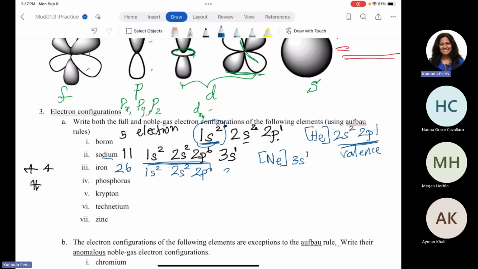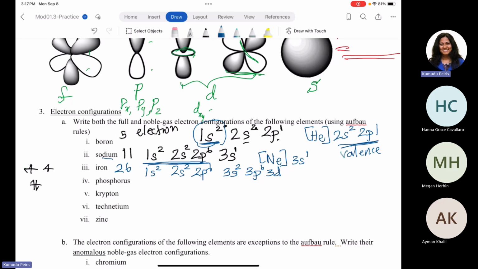So then we'll move to the third energy level. It has 3s, 3p, and 3d. 3s can take the maximum, 2 electrons. Then let's count: 10 plus 2, 12. Maximum again for all 3p orbitals, 6. Then 12 plus 6, 18.